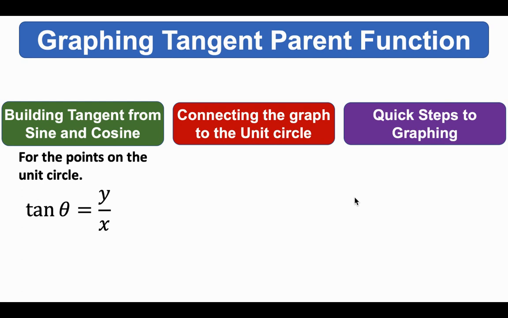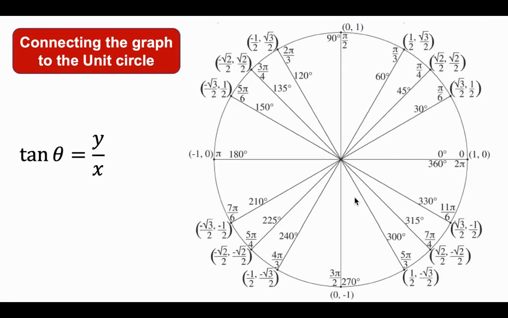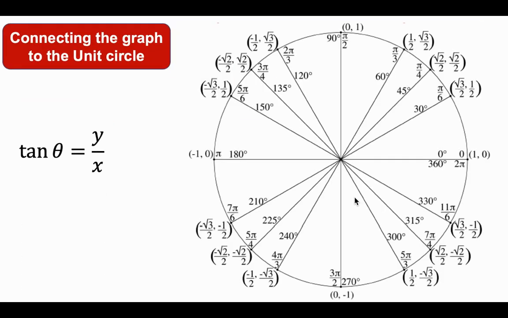Connecting the graph to the unit circle. So now that we know tangent theta is y over x, we can use that to figure out tangent values all across this whole thing, which helps because when we start making our table, we have to figure out tangent pretty fast. Now, we don't need all of these points. We just need enough that we can see a pattern. Just like before, we could use all of them, but we're not going to.